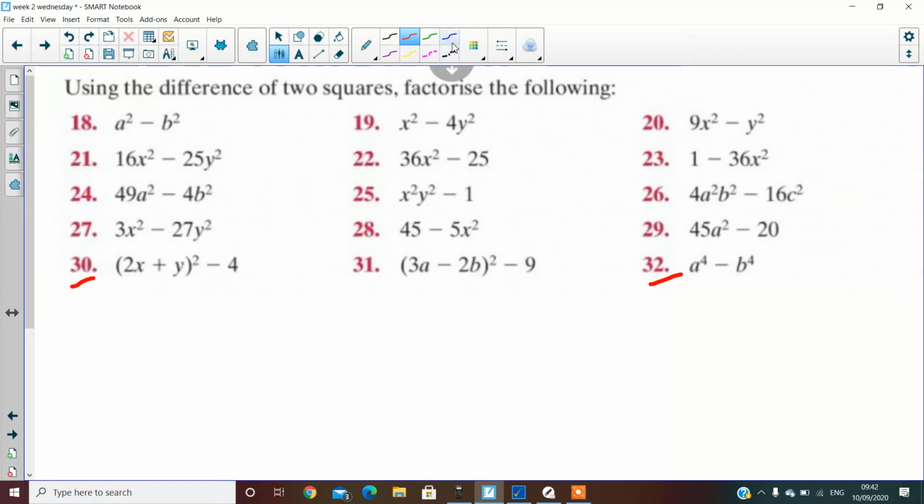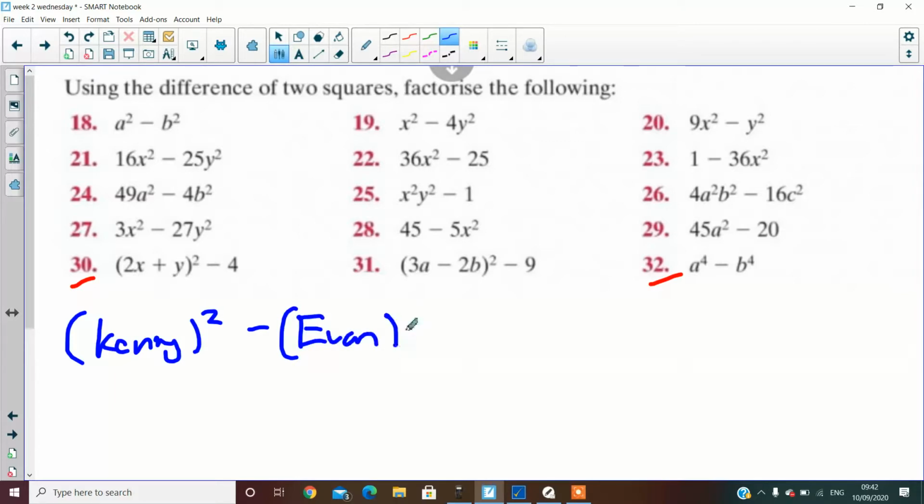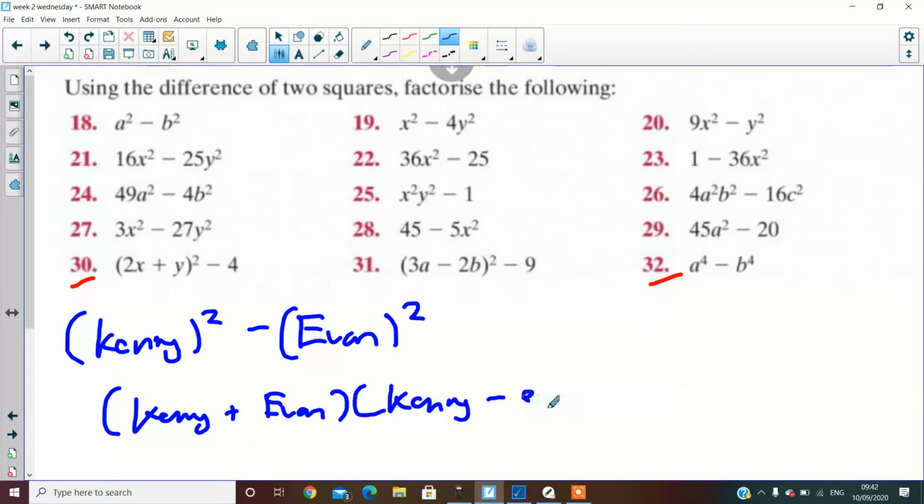What we learned earlier is the difference of two squares. Now, I asked you earlier, what's Kenny squared minus, who else do we have? Evan squared. I'm going to tell you what Kenny squared minus Evan squared is: Kenny plus Evan and Kenny minus Evan. Why did I make something so silly up? What's my point?